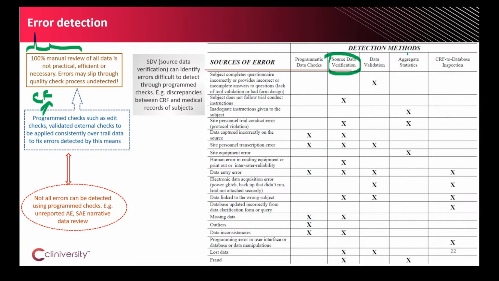So as you can see, different detection methods. We have programmatic data checks, which are usually your edit checks and listings. Data validations, again through listings that are being created. Reconciliations by the data management team. Then there is something called aggregate statistics. This is usually done by the statistical team, who identify data trends, and based on those trends they share the findings with the study team, who then investigate with the site if the data that has been reported is correct.